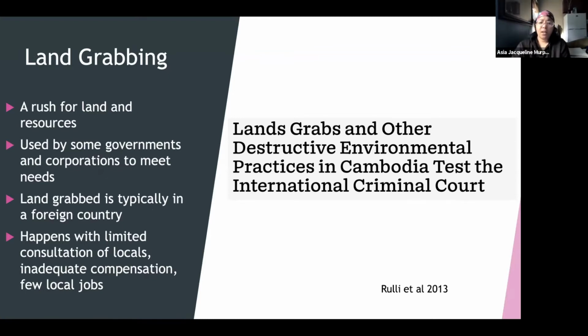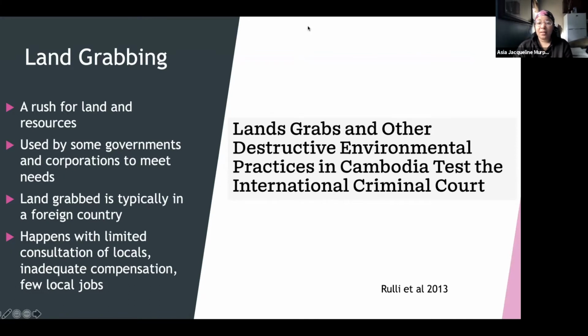But land grabbing is a rush for land or resources. And as the slide says, it's used by some governments and corporations to meet their needs, usually agricultural or energetic needs. So the resources that are usually rushed for are things like water, minerals. There is also a thing called green grabbing, which is more of a land grab for environmental usage, which we'll go into later.